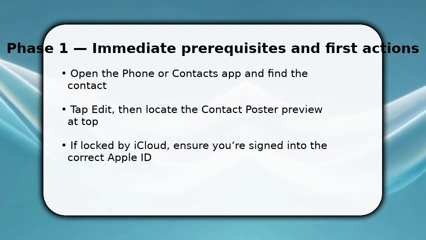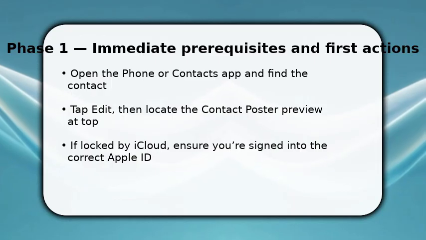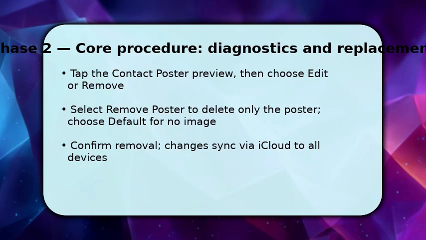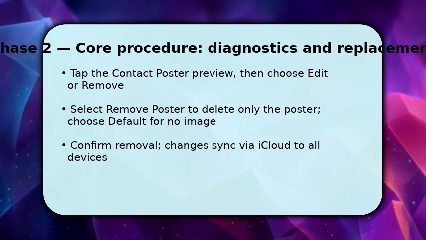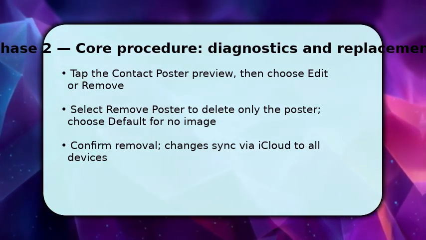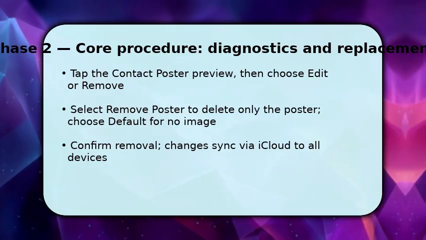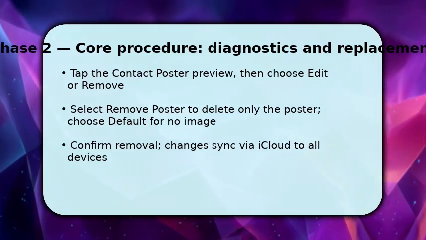You now tap the Contact Poster preview and choose Edit. From there, look for Remove Poster or a Delete option. Selecting Remove Poster deletes just the poster while leaving the contact intact. Choosing Default replaces the poster with Apple's generic display. Make sure to confirm the action when prompted.